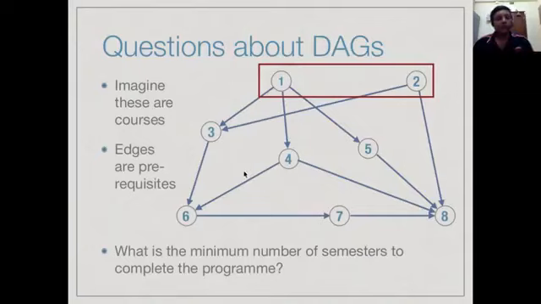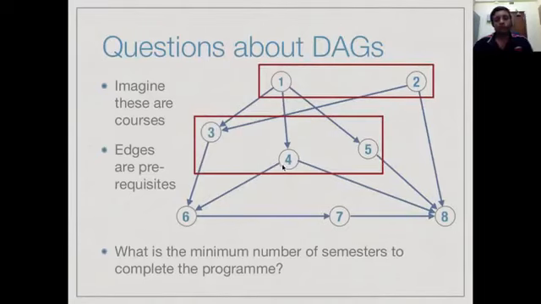Now having done 1 and 2, I can do 3 because 3 depends only on 1 and 2. Similarly, I can do 4 and 5 because they depend only on 1. Now 8 depends on 2. I need to have done 2 to do 8, but I still cannot do 8 because it also requires 5, 4 and 7. So at this point, the only courses which are available are 3, 4 and 5. So in my second semester, I can do 3, 4 and 5.